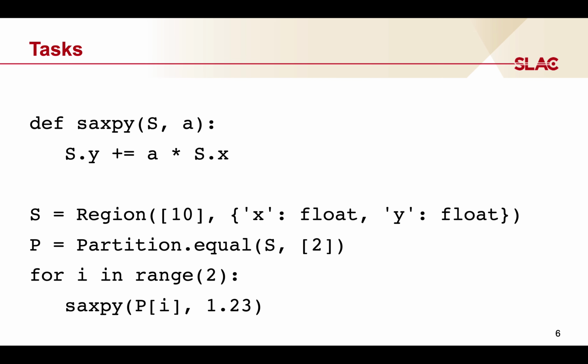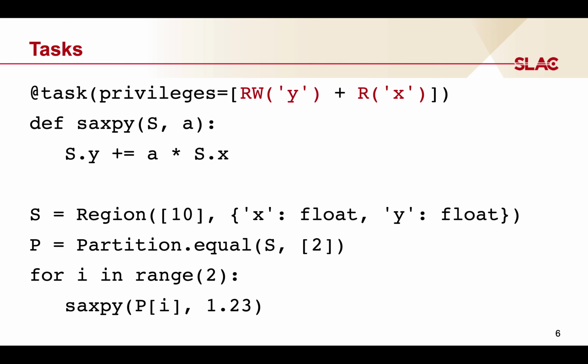You add parallelism by marking functions as tasks. So this annotation task says that Saxby is a function that is eligible to be executed in parallel. And there is one more thing that we need to do here, which is mark the privileges on the data that Saxby is using. So this says that we are going to write the field Y of the region S, and we're going to read the field X in that region.